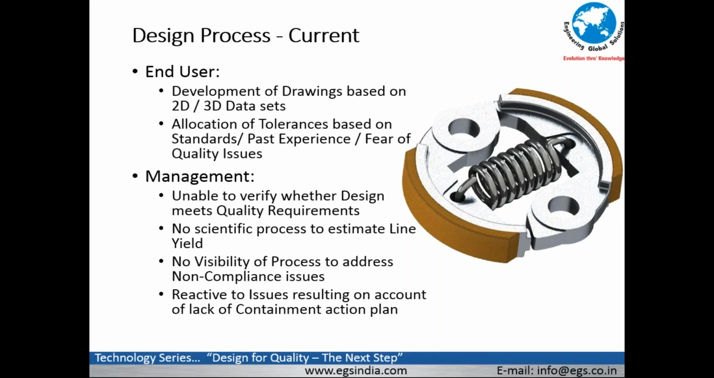There is no scientific process to estimate the line yield if they are going to put up a new line, or if they are going to use an existing supplier based on the process quality already available. There's no visibility of process to address the non-compliance issues, and the management is reactive to issues on account of lack of a containment action plan.